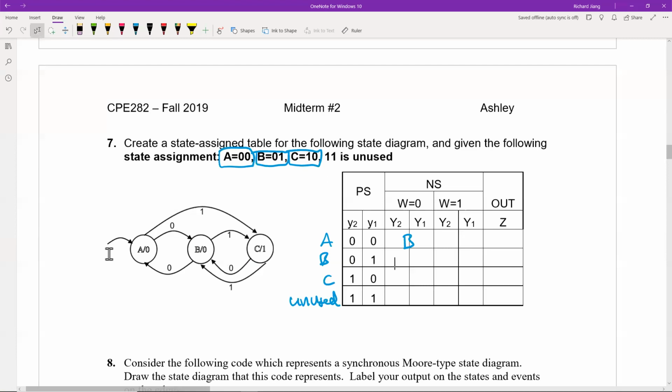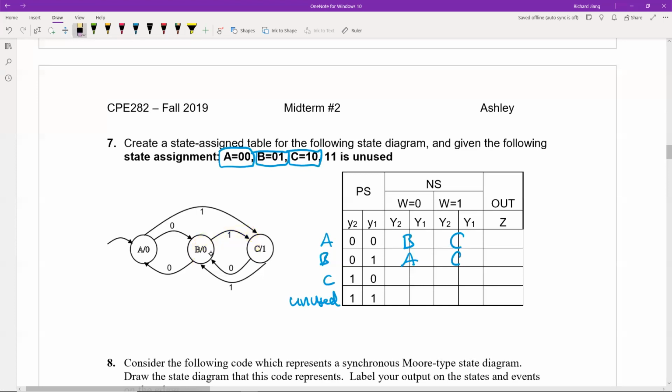And then similarly, if we're at A and the input is 1, then we follow this arrow. It brings us to C. So here there's a C. And then if we're in B and the input is a 0, then we go to A. So I put an A here. Well, what if the input is a 1? If the input is a 1, we follow the arrow that says 1 next to it. So it's this one here, so we go to C. So I put a C there.